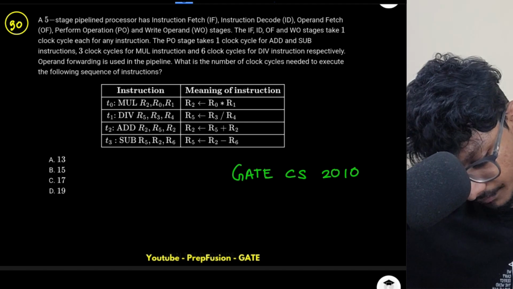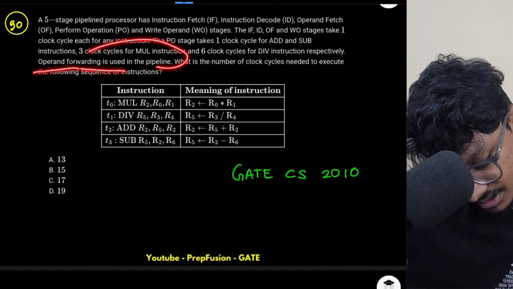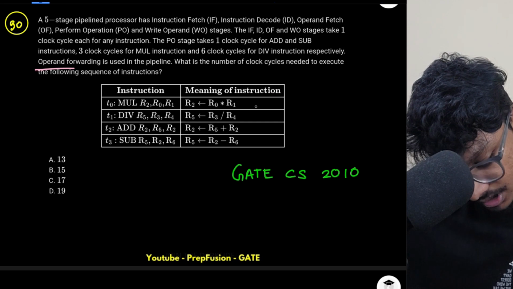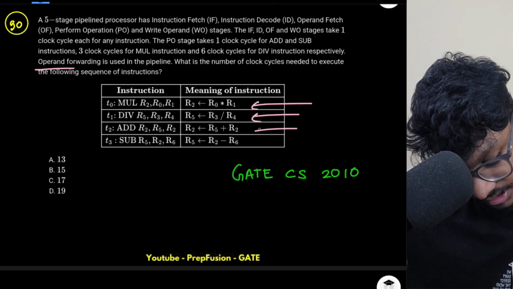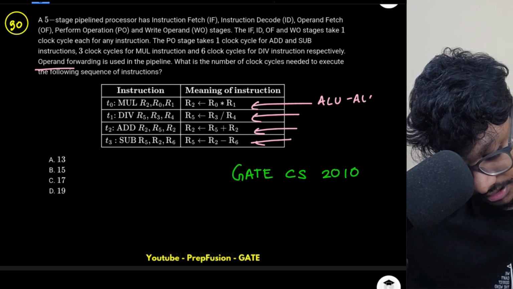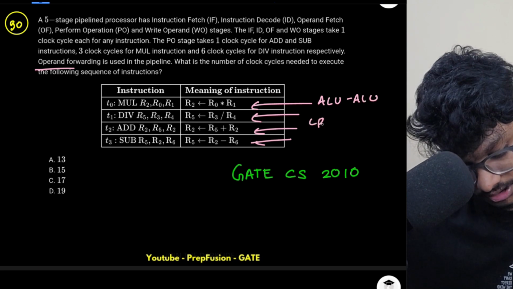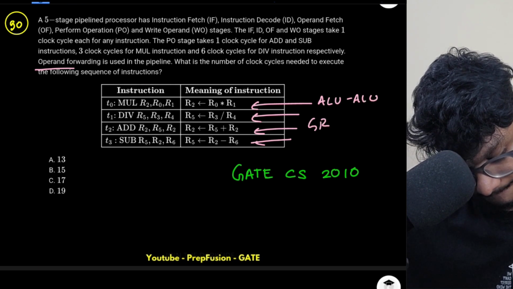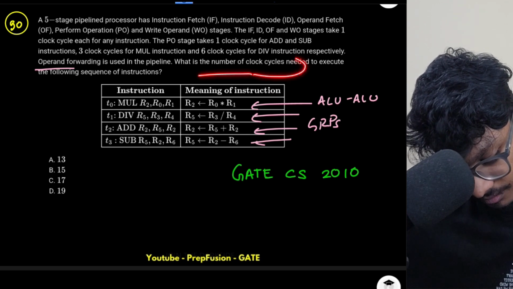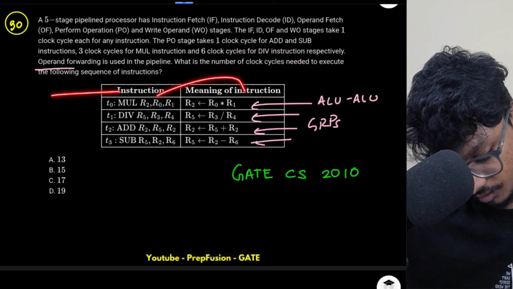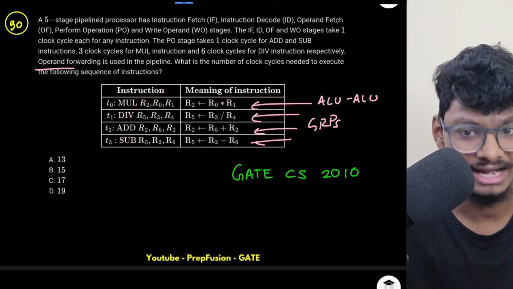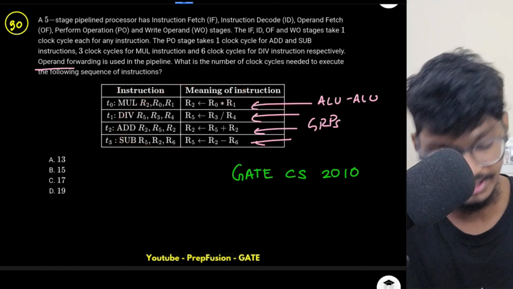Okay, so operand forwarding is used in the pipeline. Operand forwarding is used only for ALU to ALU operation. I can observe that everything is register, so everything is ALU to ALU operation, right? Because we are using general purpose registers. What is the number of clock cycles needed to execute the following instructions? So will I draw the table again? No, I won't draw the table again. Okay, so we'll simply calculate.